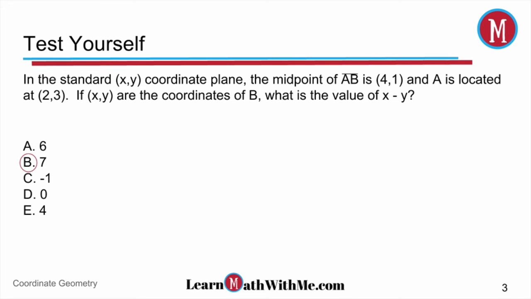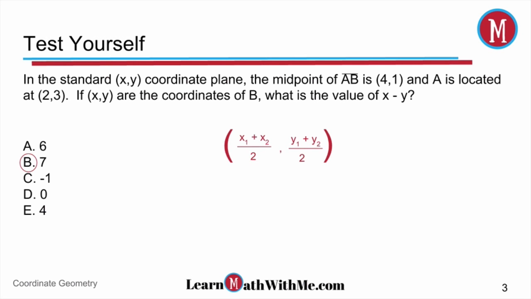Let's take a look. In the standard XY coordinate plane, the midpoint of AB is 4, 1, and A is located at 2, 3. If x, y are the coordinates of B, what is the value of x minus y? So your plan should be very similar to the previous problem, but it goes one step further and it's asking what is the value of x minus y. We need to find what B is, and then we'll take x minus y.